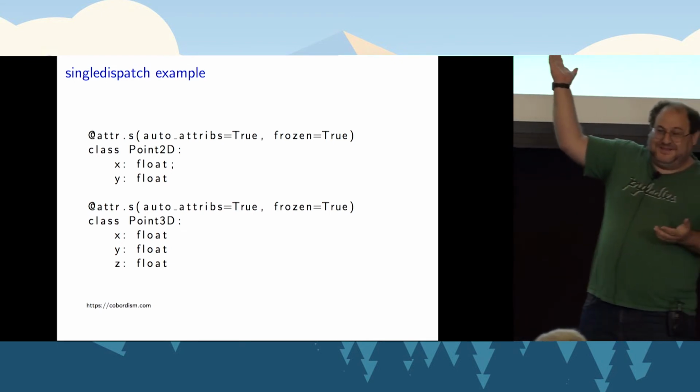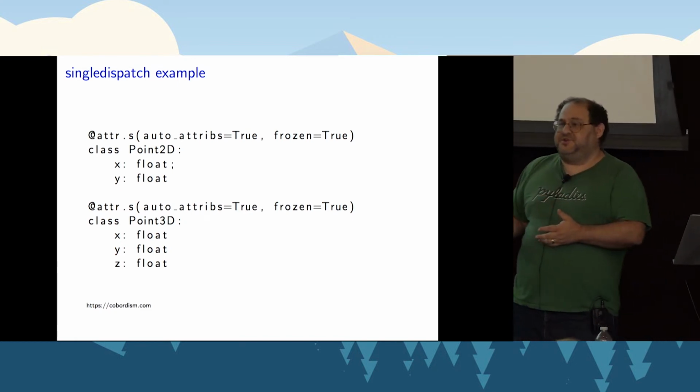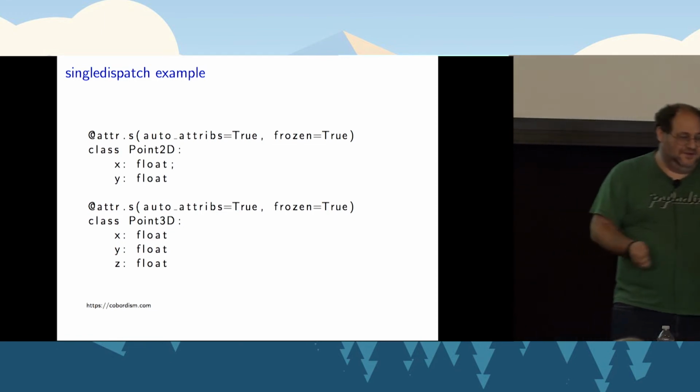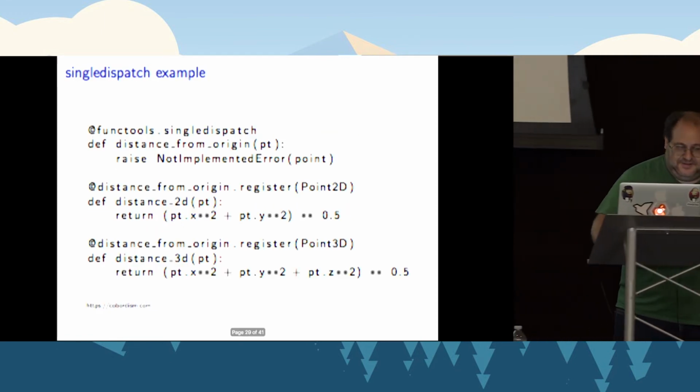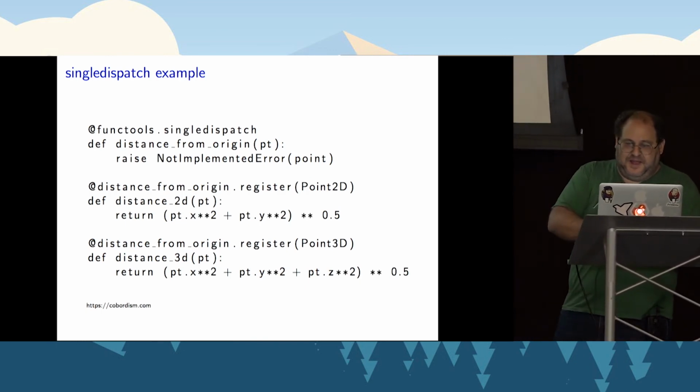Now we can put both classes on the same thing. But you say, well, I still want to have a distance from origin. I want to not have to care. I don't want to have, if it's 2D, then do that. If it's 3D, do that. Great. This is why there's a module called functools, in which there's a function called single dispatch.